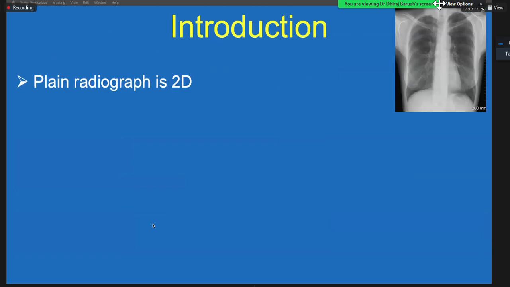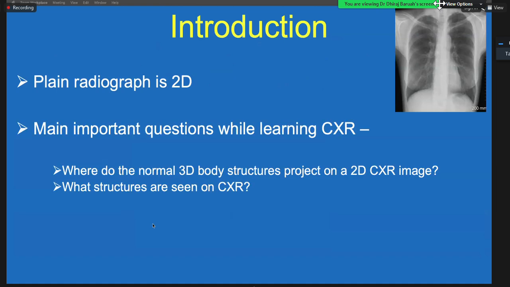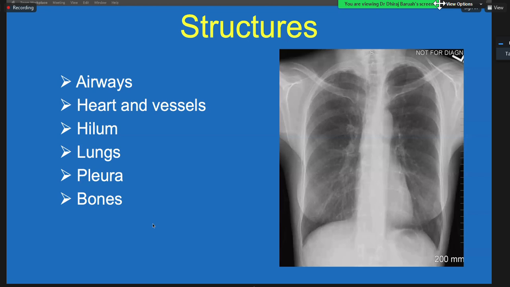So we know that the plain radiograph is two-dimensional, but the human body is not two-dimensional. So the main important questions while looking at the chest X-ray: we need to identify where the normal 3D body structures project on a 2D chest X-ray image, and what structures are seen on chest X-ray. It's very basic. We have these structures that we look at on chest X-ray: the airways, the heart and vessels, the hilum, lungs, pleura, bones, and also the soft tissues.